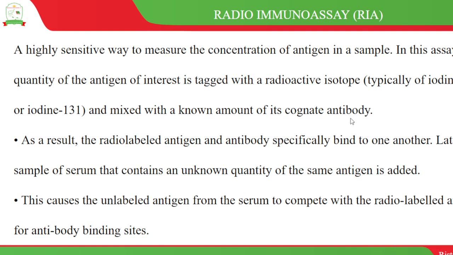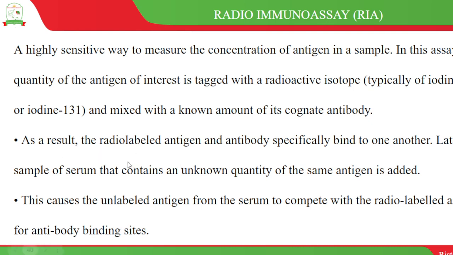In this assay, a quantity of the antigen of interest is tagged with radioactive isotopes, mostly iodine-125 or iodine-131. These are isotopes that are tagged and labeled so that you can identify them. So you mix them with a known amount of cognate antibodies, the antibody that is compatible with the antigen, and bind them together with the iodine.